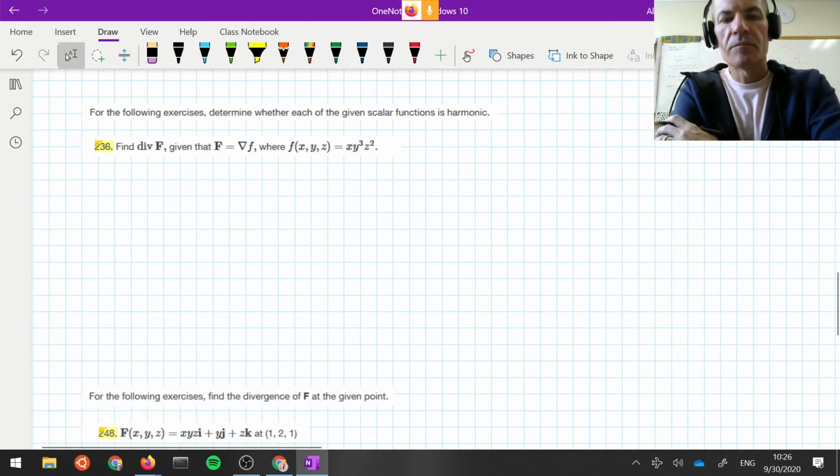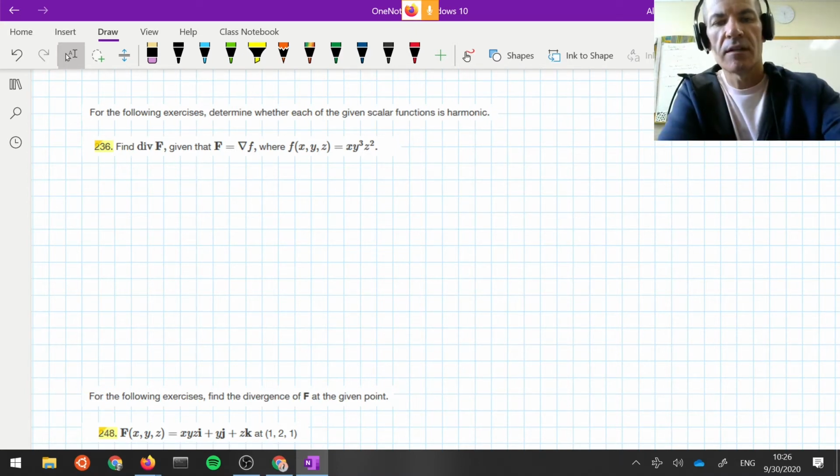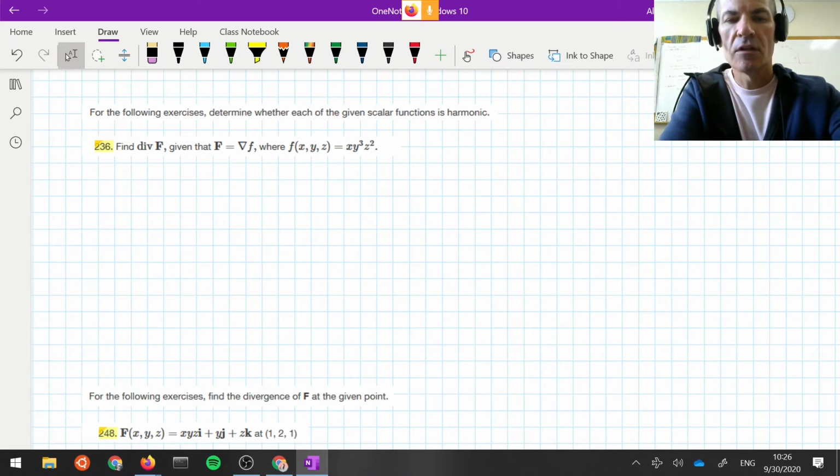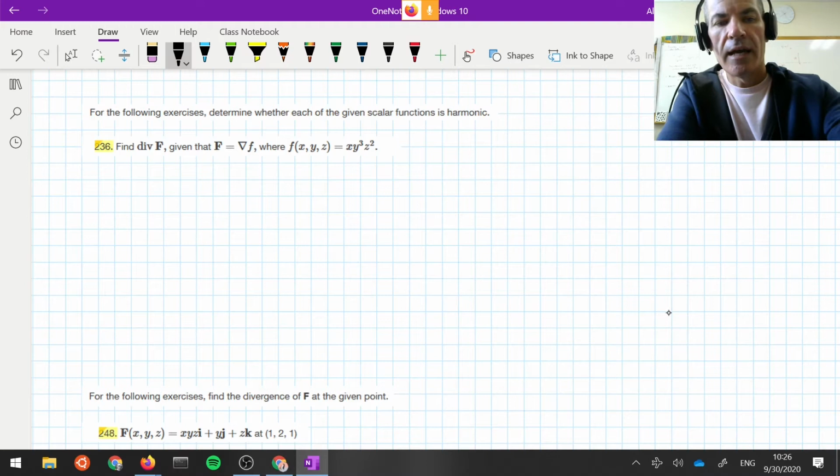Okay, so this is mixing the gradient and the divergence, and it turns out that there's a very special class of scalar functions known as harmonic functions, and they are functions that satisfy the following equation. We take the divergence of the gradient of f.